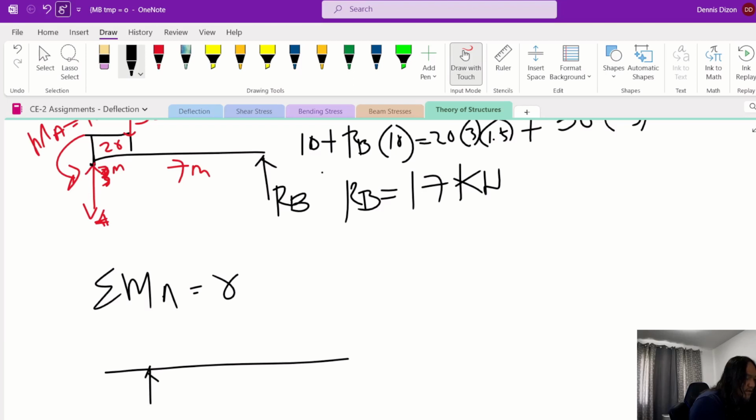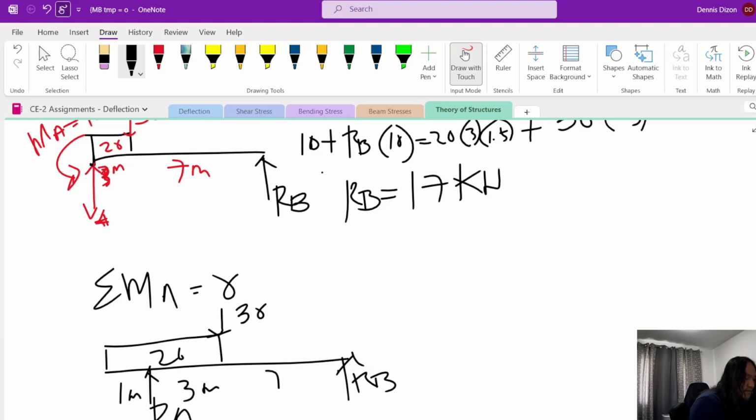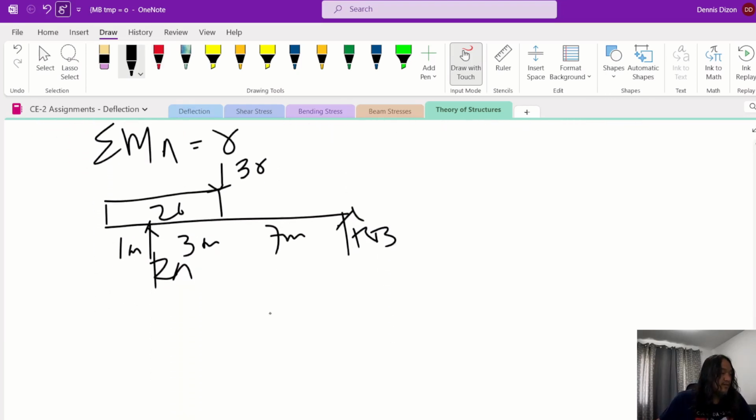we have the cantilever here, and then this one, and then the concentrated load, which is 30. So this is 20. This is RB, right? This is RA, and then this is 1 meter, 3 meters, 7 meters. So what you can do on this one is summation of moments at A, and then consider the total load.